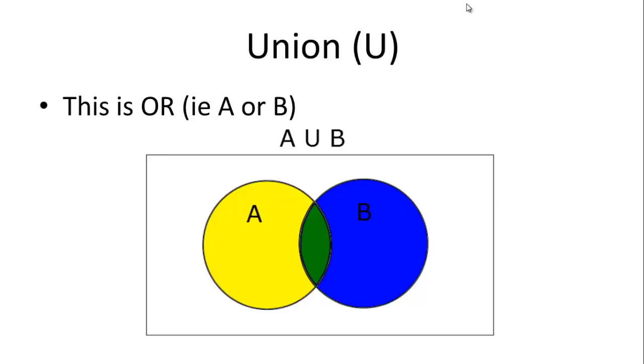Union is represented by the symbol U, and this is the OR situation. So we have two sets. We'll talk about only two sets in these examples: A or B. So A union B is everything that's in A and everything that's in B and anything that overlaps. In this case, it's all the yellow part, all the blue part, and all the green part.